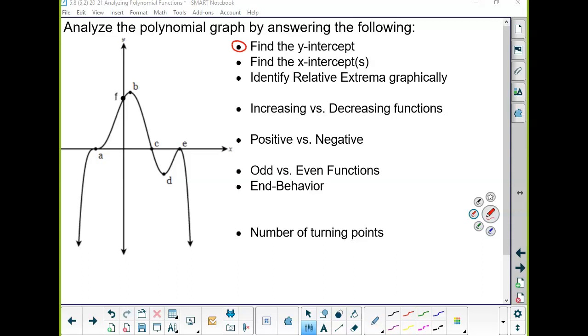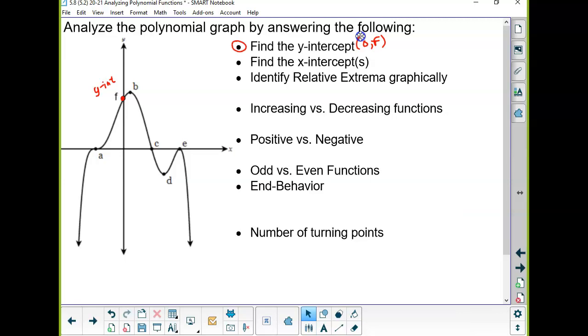It's f. Why do we know that? Well, the y-intercept is whenever x is equal to 0. So if I don't move left or right, where is the y-intercept? It's right there at f. Right, so because we don't have numbers here, we're just going to use the letters to describe.